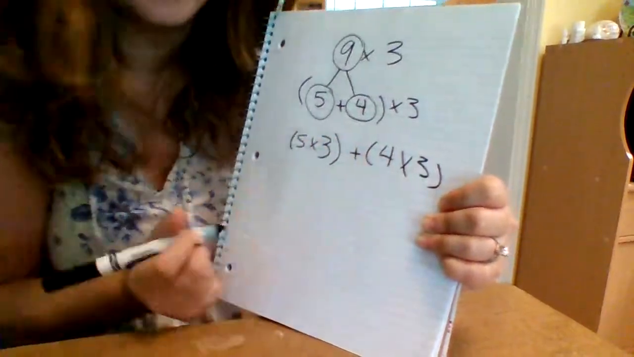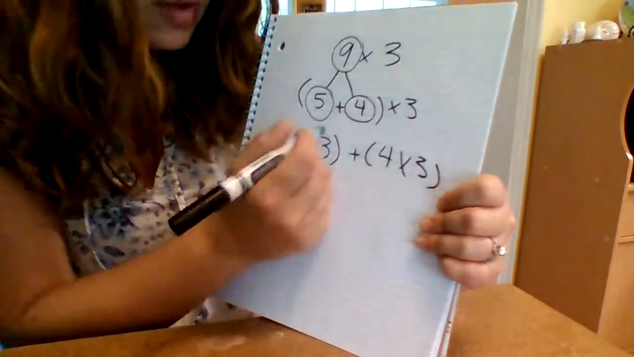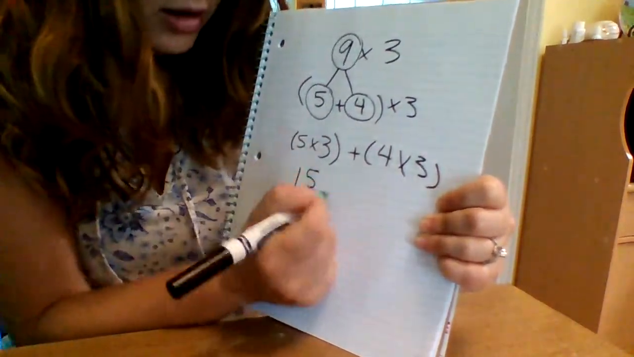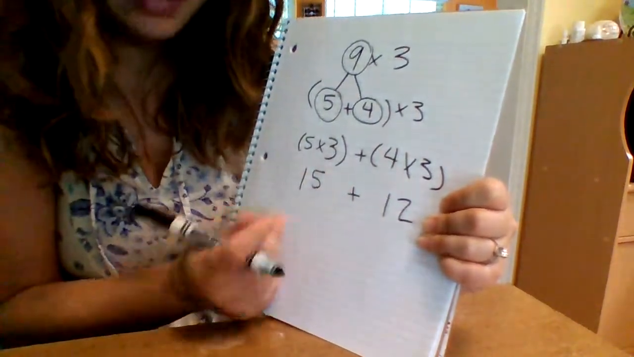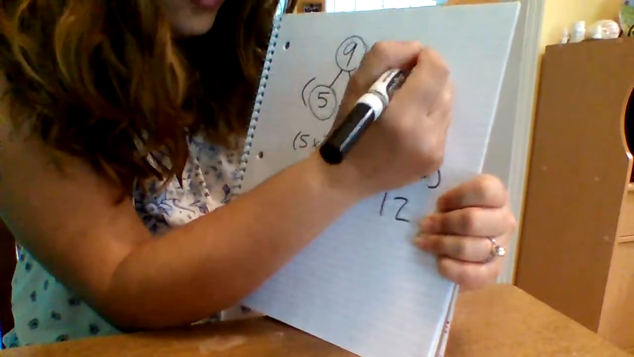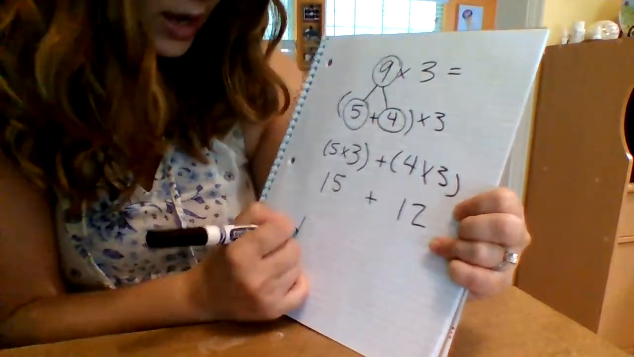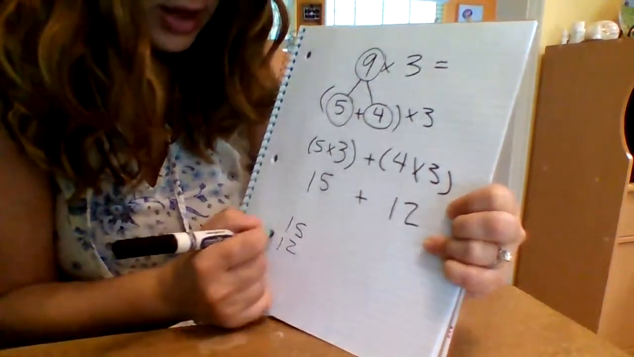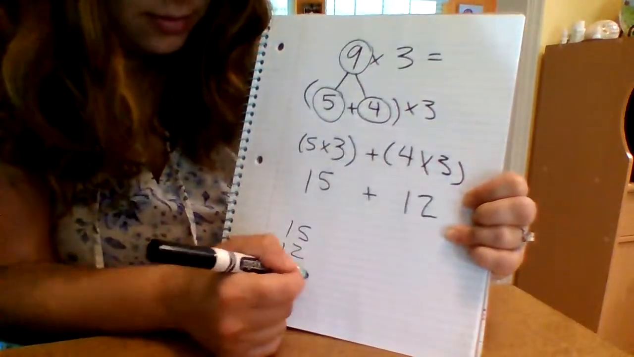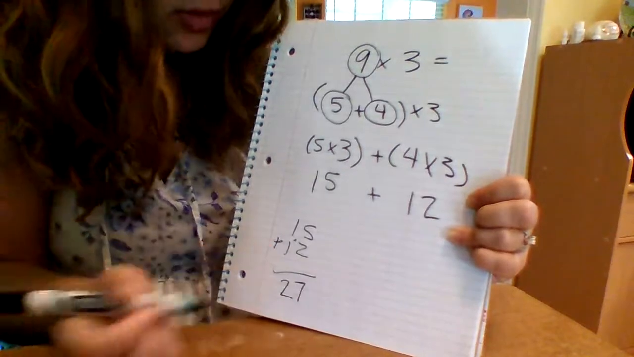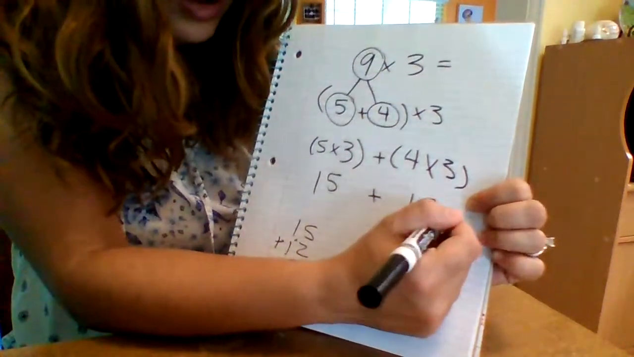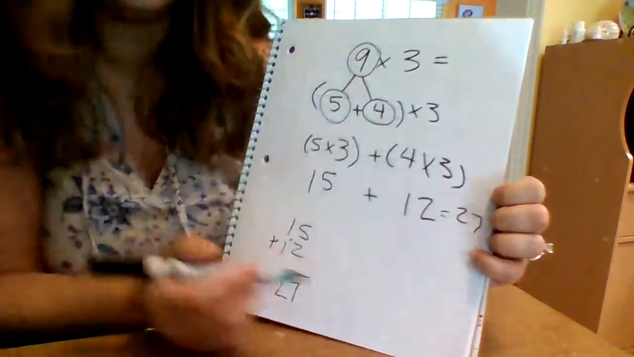And these are both going to get added together at the end, right? 5 times 3 is 15. 4 times 3 is 12. We have to add those up to see if we're going to get the correct answer here. And I like to stack them. I don't like to do it in my head because I don't want to make a mistake. 5 plus 2 is 7. 1 plus 1 is 2. So this equals 27.